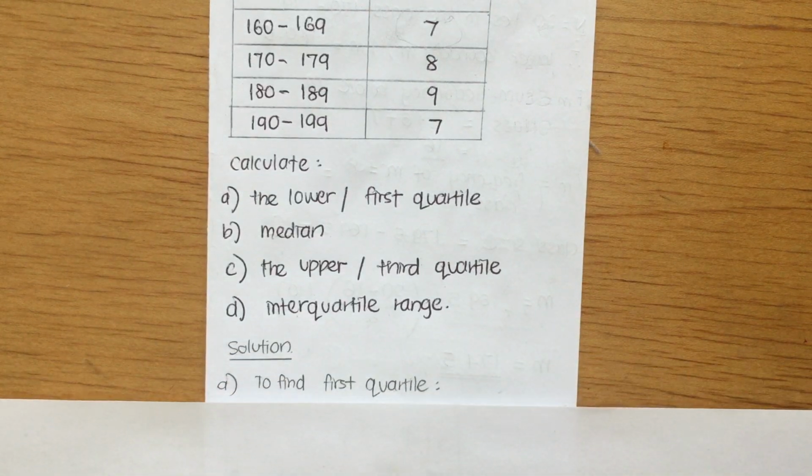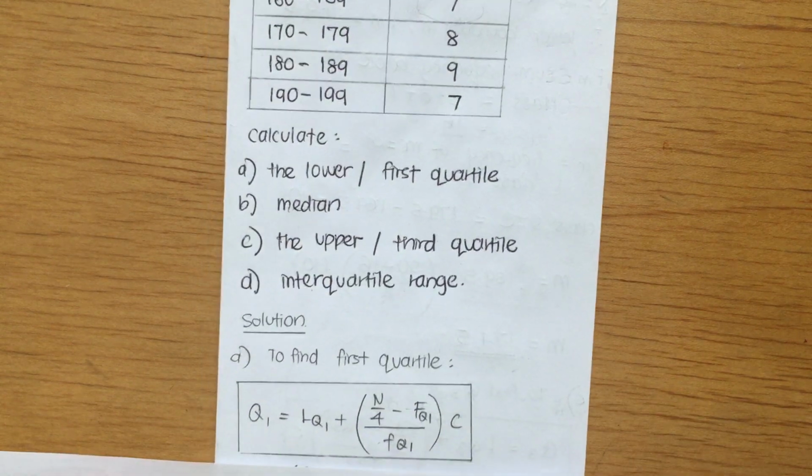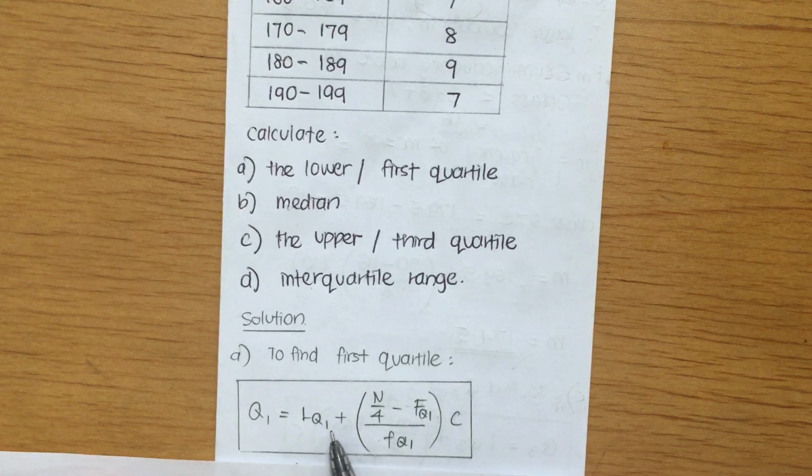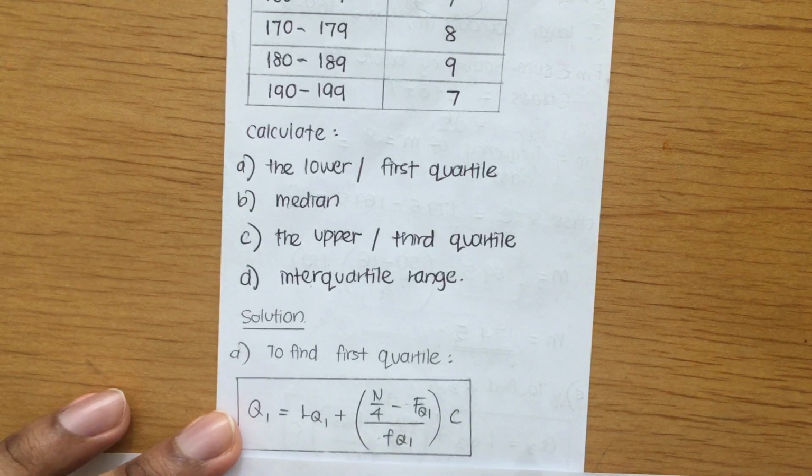So to find the first quartile, we need to use this formula guys. So Q1 is equals to LQ1 plus N over 4 minus capital letter F Q1 divided by small letter f Q1 times with C. So what do these letters represent guys? I'm going to show you.